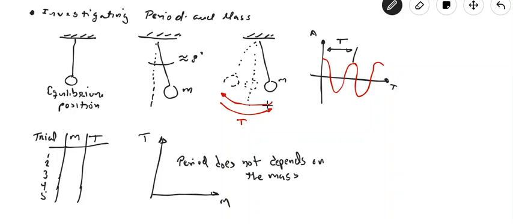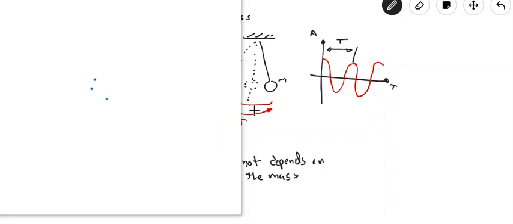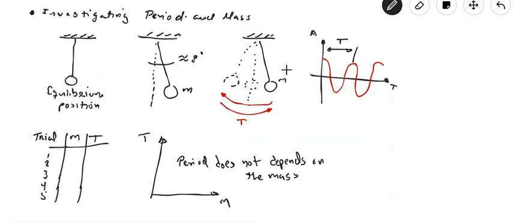One period is when, starting at this position over here at the extreme right, the pendulum passes through the equilibrium position, goes all the way to the left, stops for a second there, and then comes back, passing again through the equilibrium position, returning to the initial position.